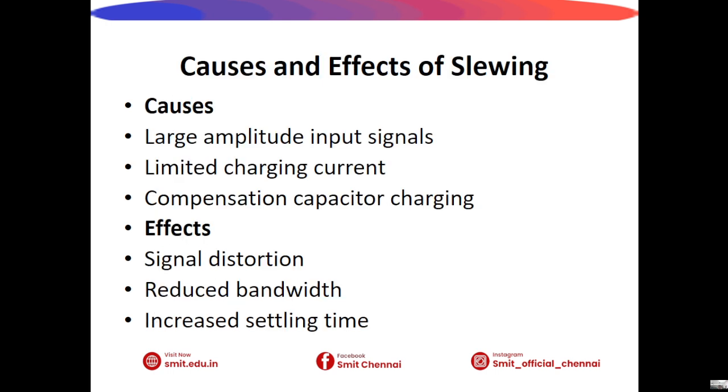Next, we see about the causes and effects of slewing. Slewing is mainly caused by large input signals that require rapid output changes. Since the charging current for the compensation capacitor is limited, the output cannot respond instantly. This leads to signal distortion, slower settling time, and reduced bandwidth. Designers often increase bias currents or use advanced compensation methods to reduce slewing effects.